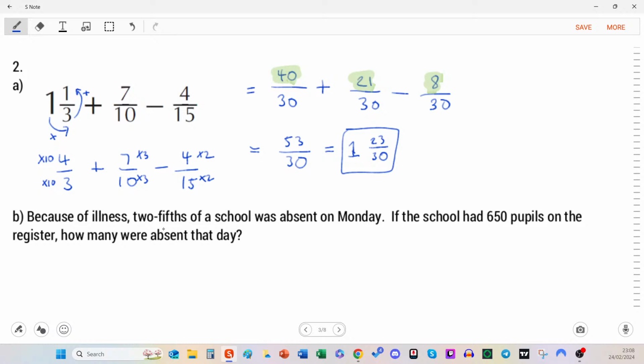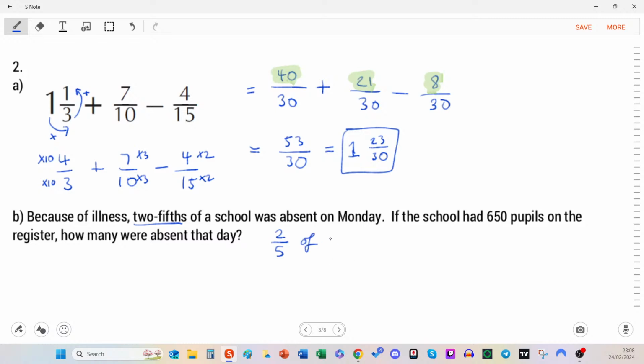Okay, because of illness, 2/5 of a school was absent on Monday. Is it were absent? 2/5. So to know what 2/5 looks like, 2/5. Now it becomes less scary. The words are always putting people off. If the school had 650 pupils on the register, how many were absent that day? So 2/5 were absent out of 650.